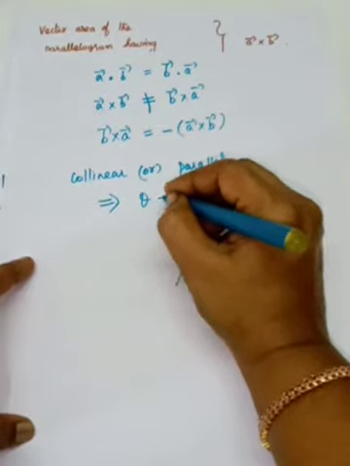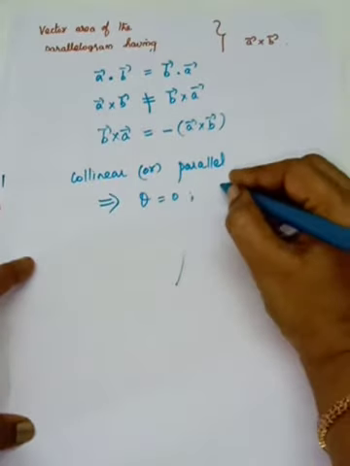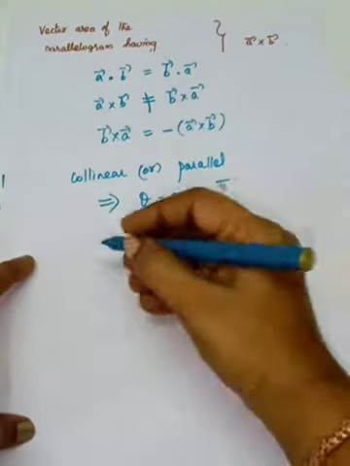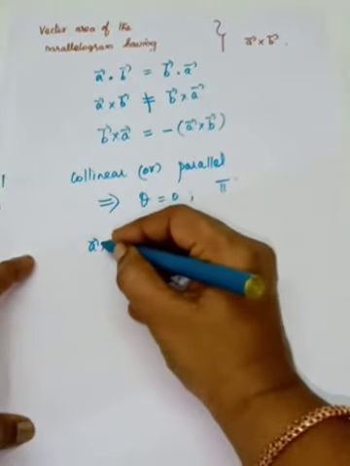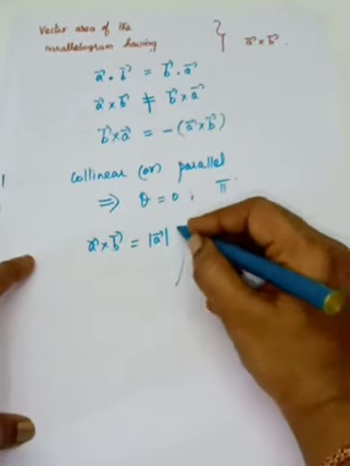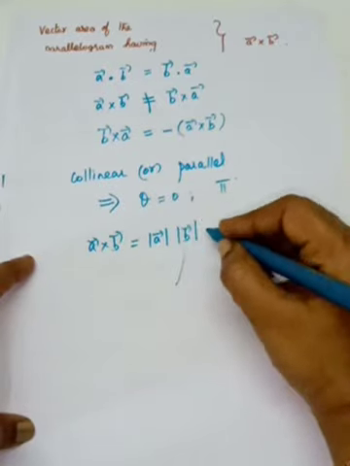So collinear or parallel means what is the angle between them? So the angle is either 0 or pi. If in the same direction means the angle is 0. If it is in the opposite direction means your angle is pi. Okay, so see now here, what is your A vector cross B vector? What is the definition? Modulus of A vector, modulus of B vector, sine theta.